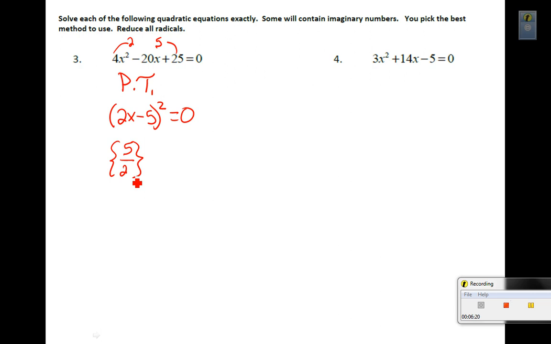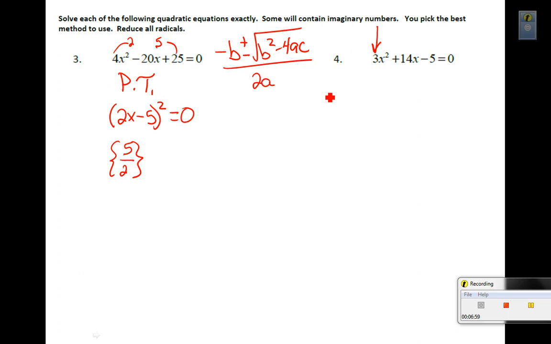On number 4, when I look at it, as soon as I see a number right there that I don't know the square root of, I'm going to go straight to the quadratic formula. The quadratic formula is the best in this case. So to review the quadratic formula with you, remember if you don't see it on your sheet, which I have on your sheet, it's the opposite of b plus or minus the square root of b squared minus 4ac all over 2a. Just like we did last time.